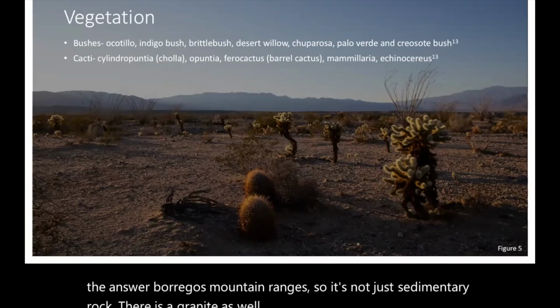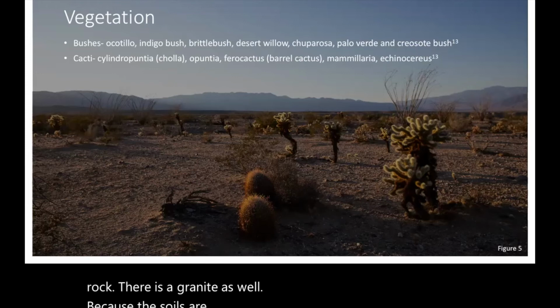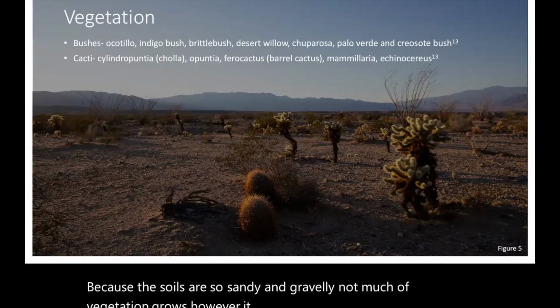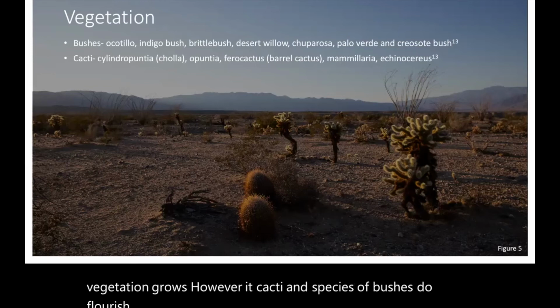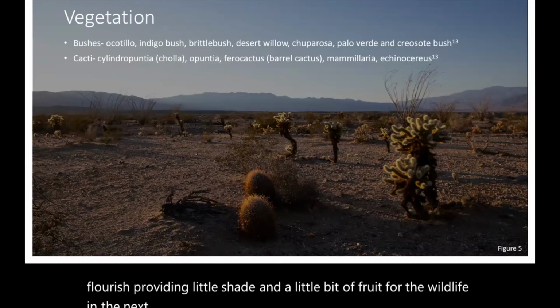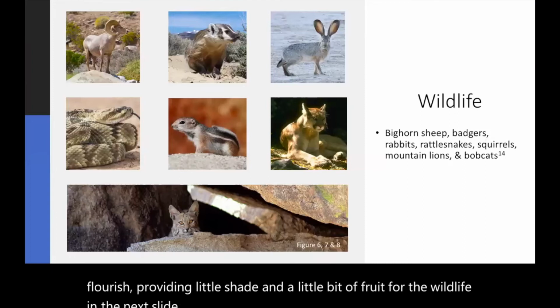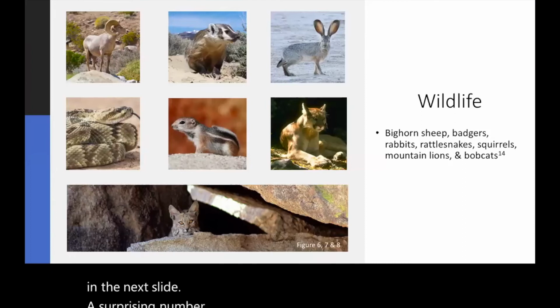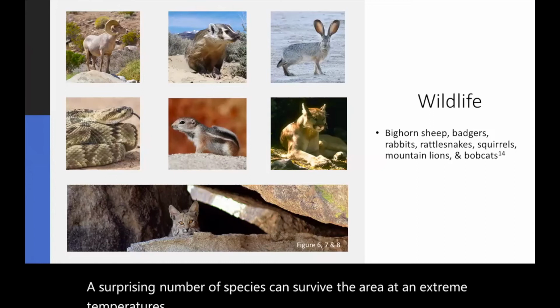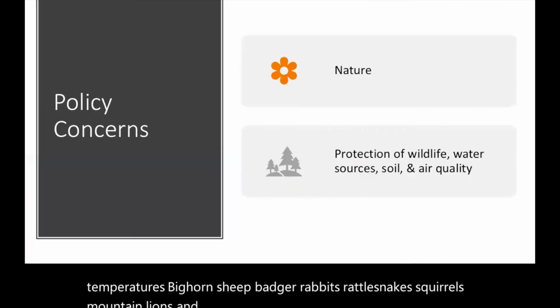Because the soils are so sandy and gravelly, not much vegetation grows. However, cacti and species of bushes do flourish, providing a little shade and a little bit of fruit for the wildlife in the next slide. A surprising number of species can survive the arid and extreme temperatures: bighorn sheep, badger, rabbits, rattlesnakes, squirrels, mountain lions, and bobcats.